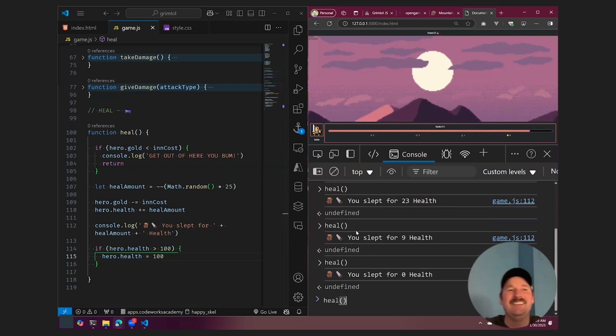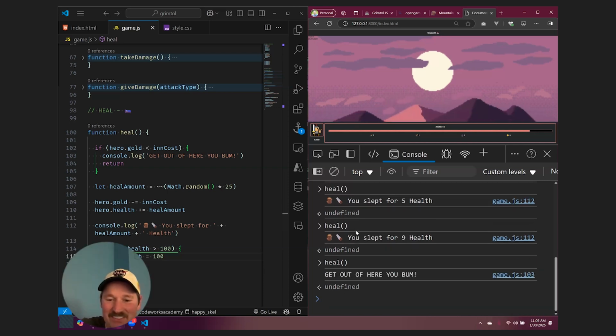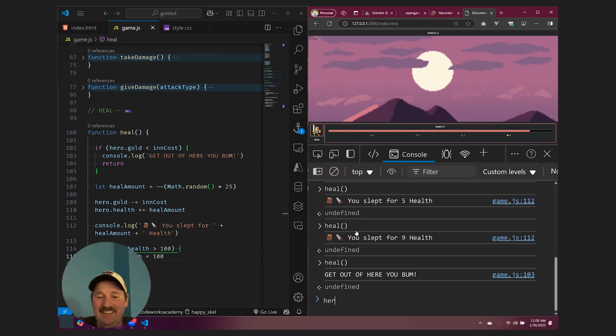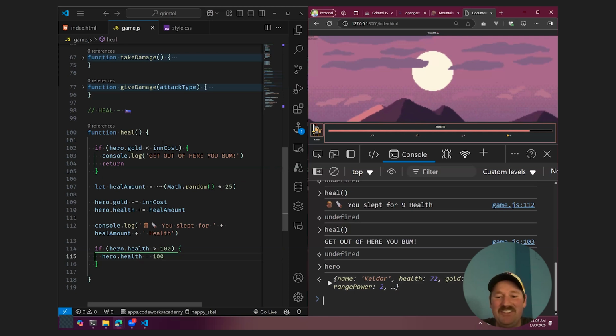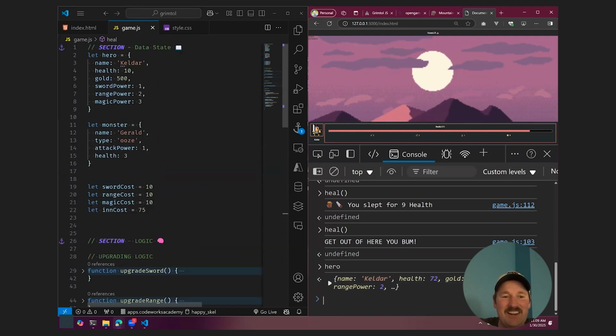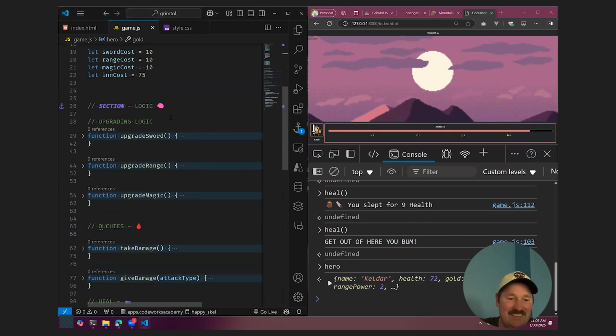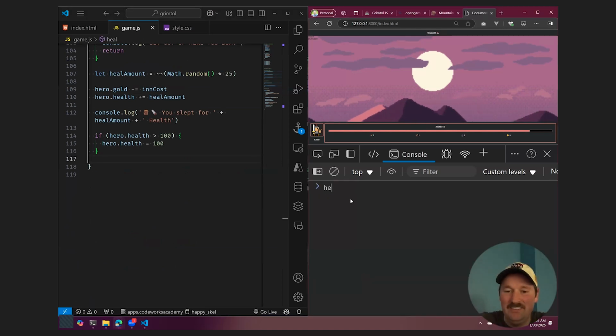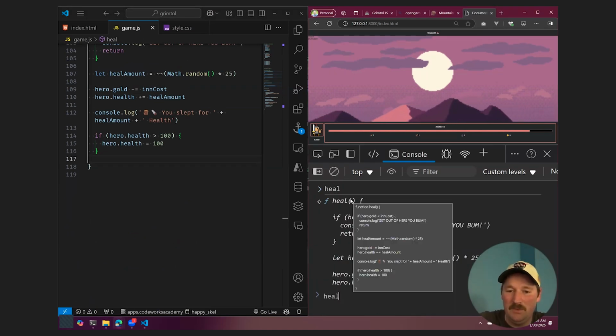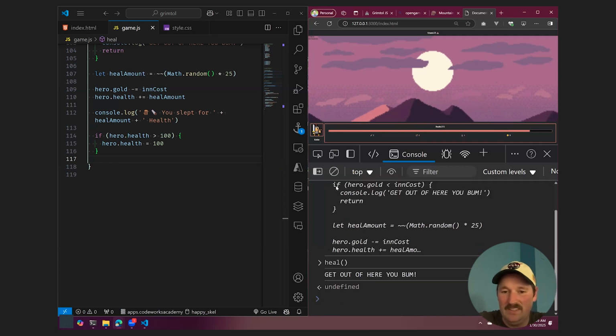Sucker. That would really suck. 5 health, 9 health. Get out of here, you bum. Dude, I couldn't even get to max health, man. Hero, I'm up to 72 health for 500 gold. I think that's what I started at, right? 500 gold. Yeah, man, this game really is like a Souls-like. It sucks. Let's heal. Oops. Get out of here, bum.